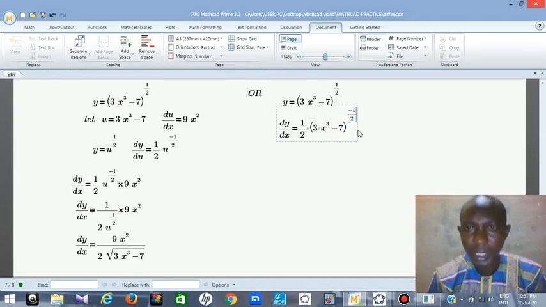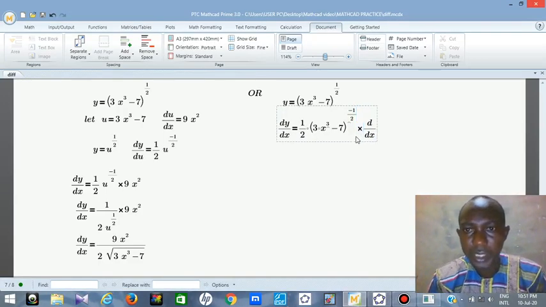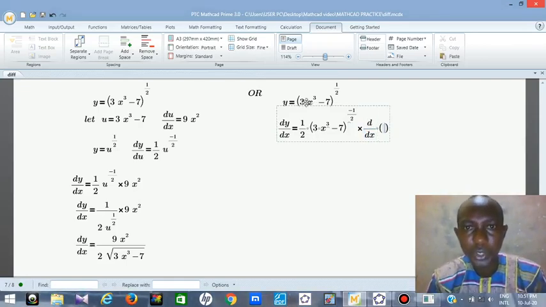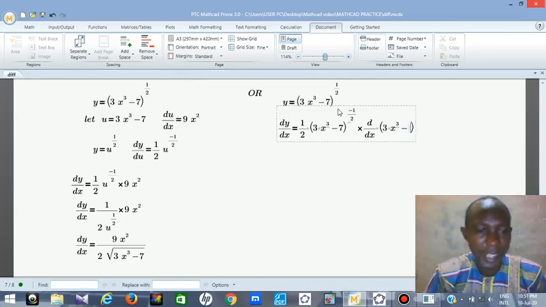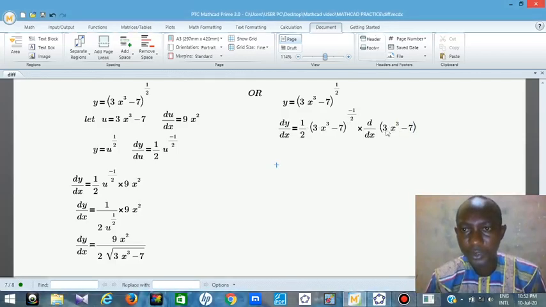So that's that. Then the next thing you do is d dx. Don't forget, we say you are going to multiply by d dx of whatever you have in the bracket. You open your bracket, what do you have in the bracket, which is 3x cubed minus 7. Then in your next step, you are going to differentiate this. Whatever you have here, use it to times this, and that is all.